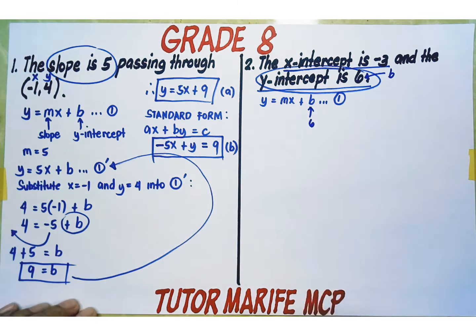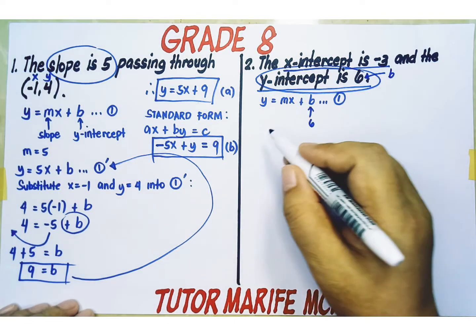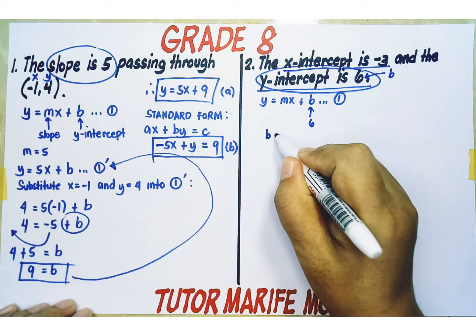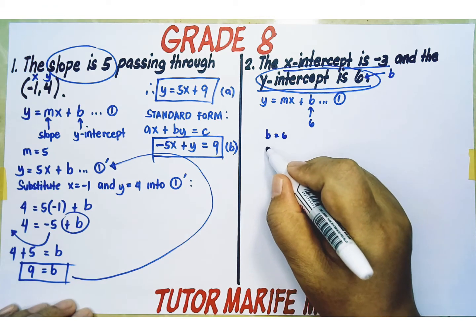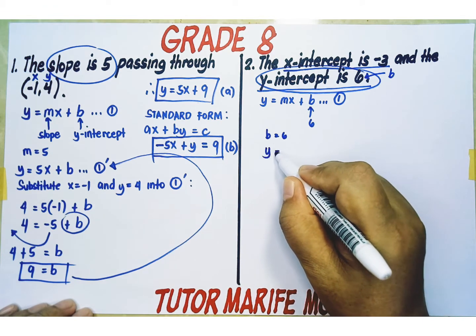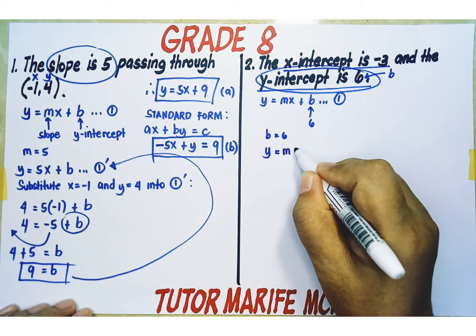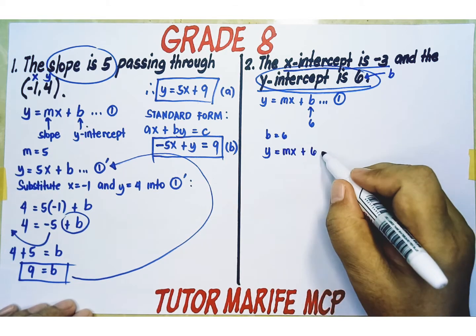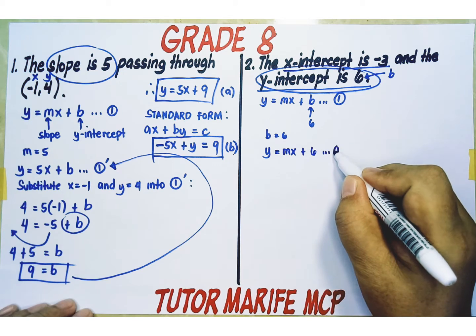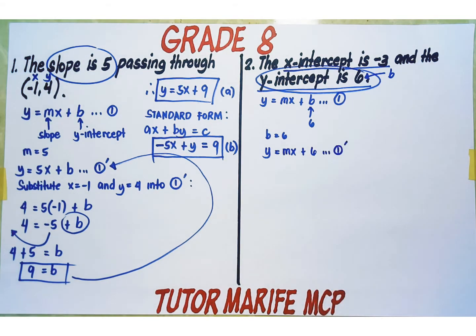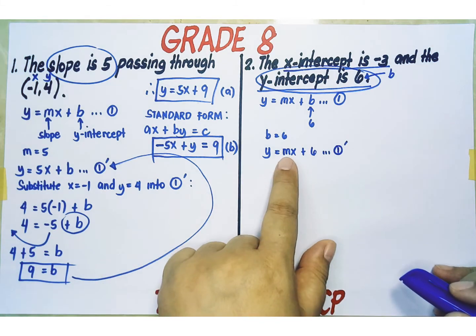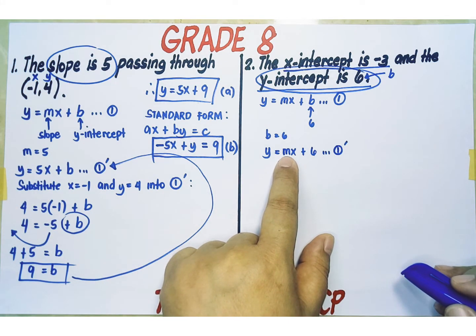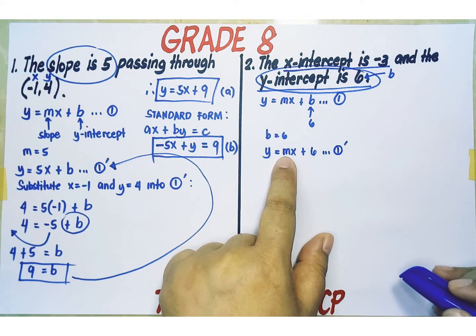So, that's 6. Plug that in. Your b is equal to 6. Our equation 1 becomes y equals mx plus 6. Let's call this equation 1 prime. So, the remaining problem is m. How do we solve for m?